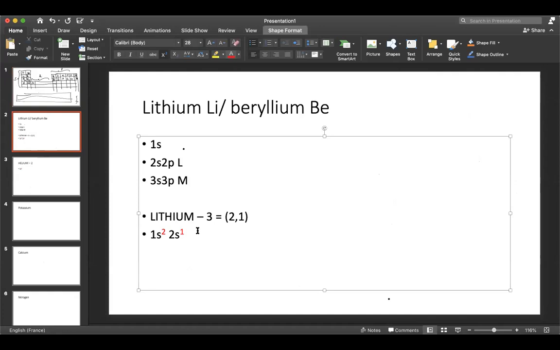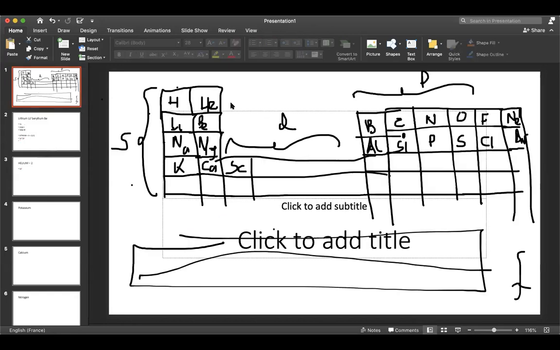So we know that the first period is number 1 here, and group 1 and group 2 we call the S block. For us to reach where lithium is, we are still in the S block. There's nothing on the P. And this is period 1 and this is period 2.